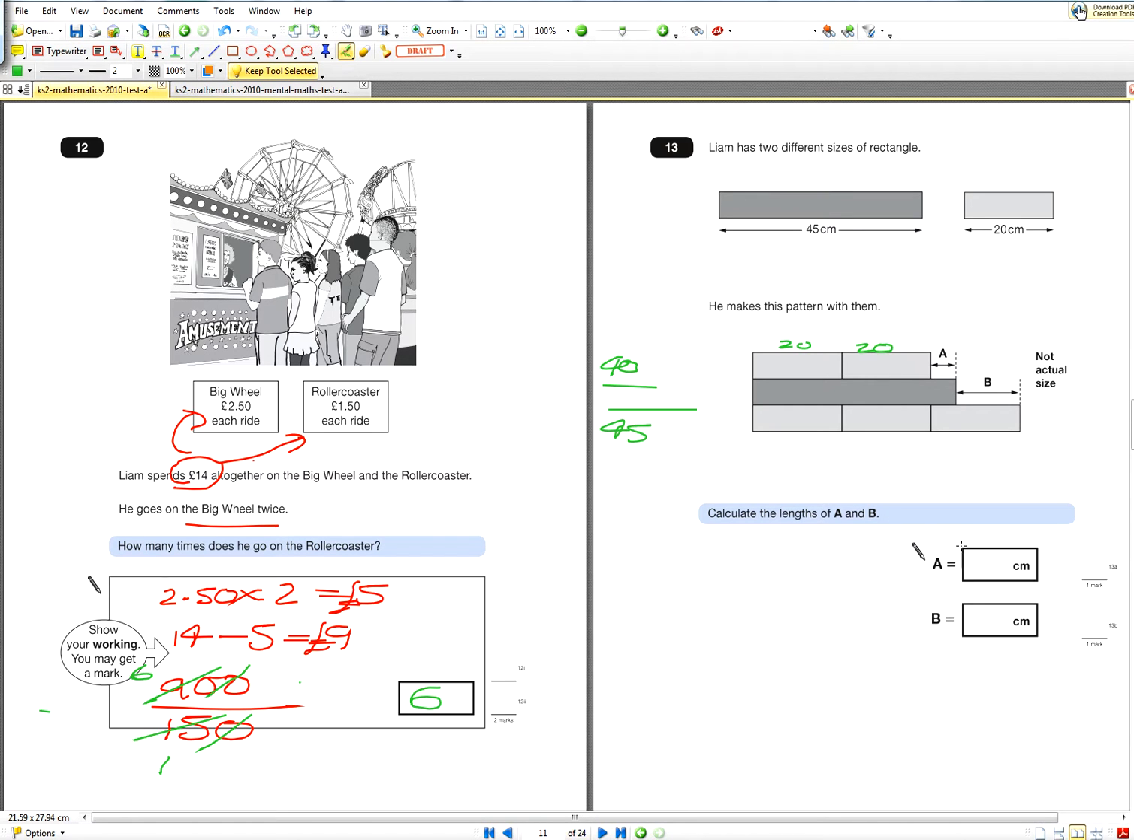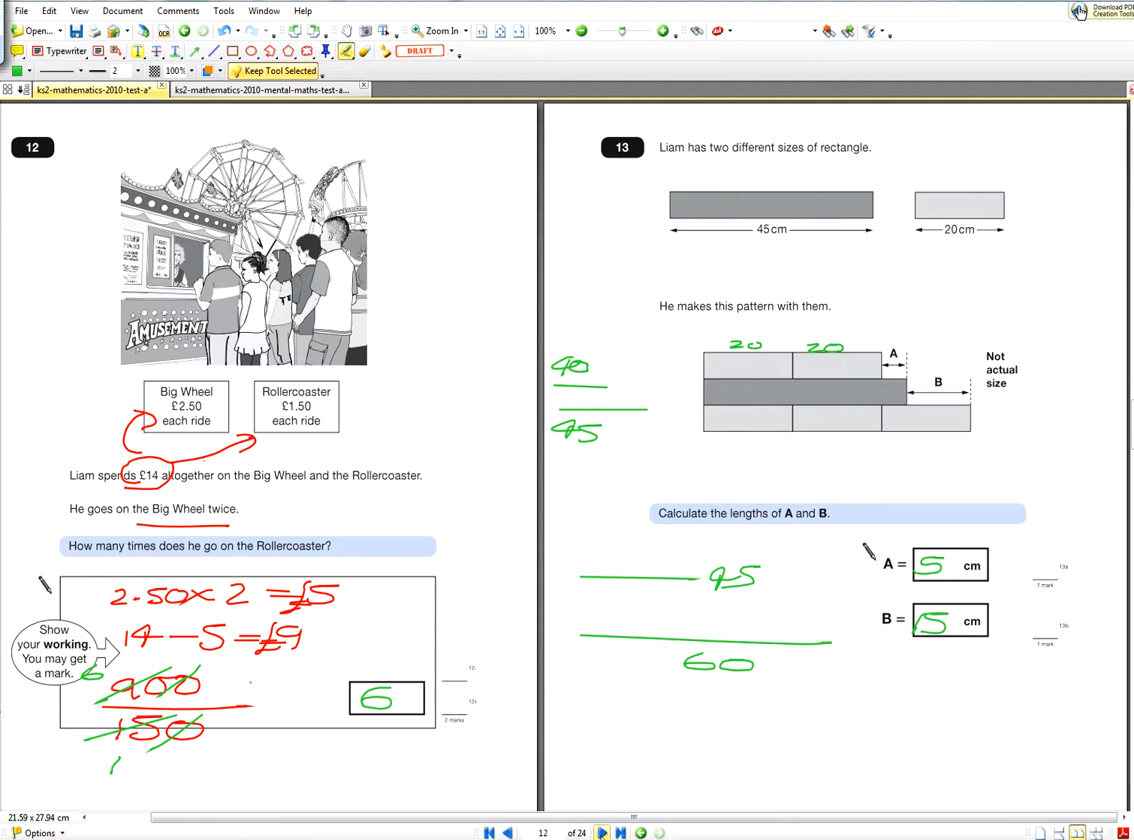Because it's 45 take away 40. Now what about B? Now because the big block is 45, yeah? And the small blocks give you altogether how much? 60. So the difference now is 15. Nice and straightforward. Job done. 5 and 15. Beautiful. Next page.